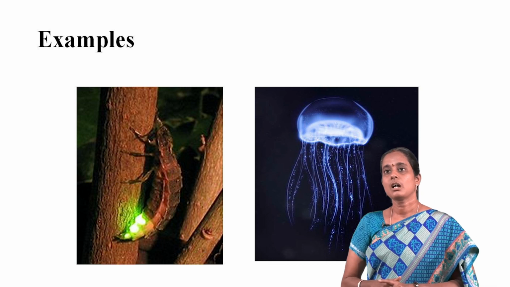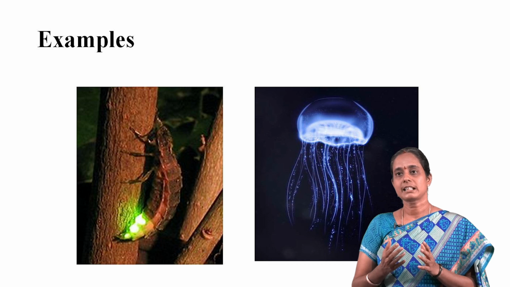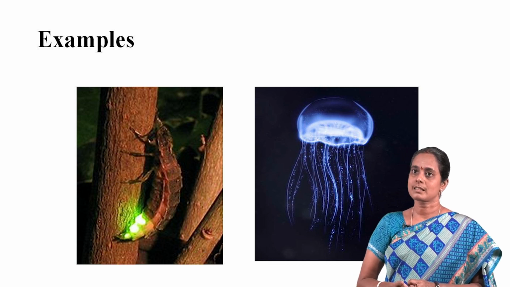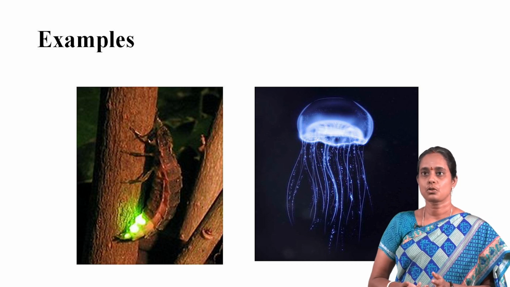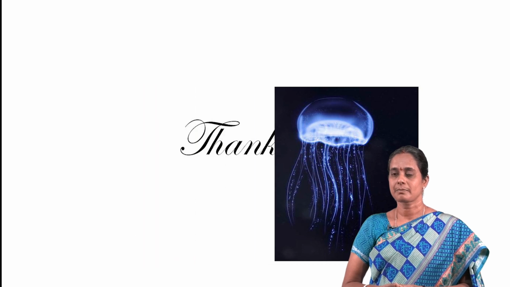Now, we have learned about the Jablonski diagram and the transitions of the Jablonski diagram in photophysical processes, such as fluorescence, phosphorescence and chemiluminescence. Thank you.